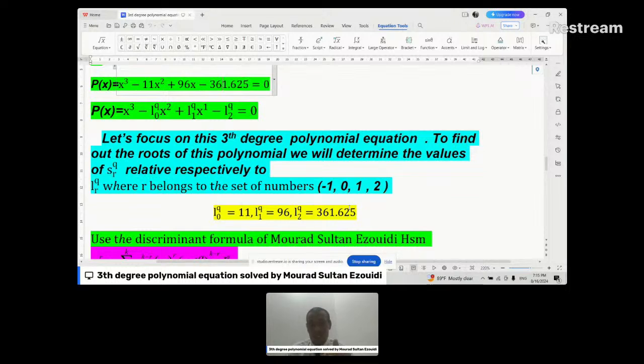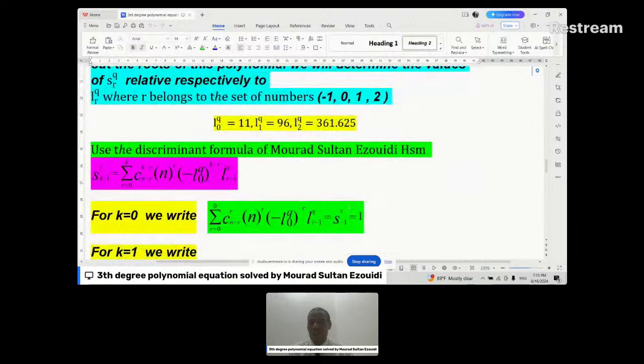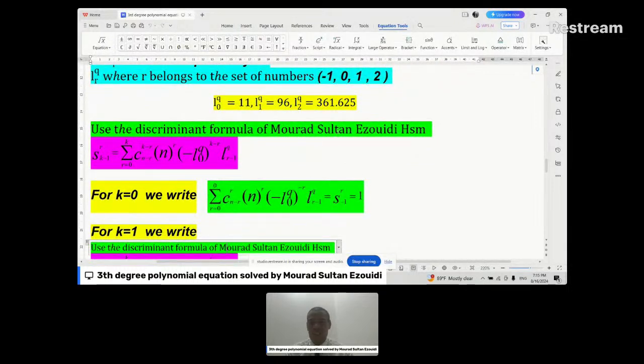If you say that it is an equation and you are going to solve it, it means that the right hand side should be equal to zero and the left hand side should be written in terms of x. The roots, when you replace them, have to give zero. So learners, I'm going to focus on my method. I will use my discriminant formula.